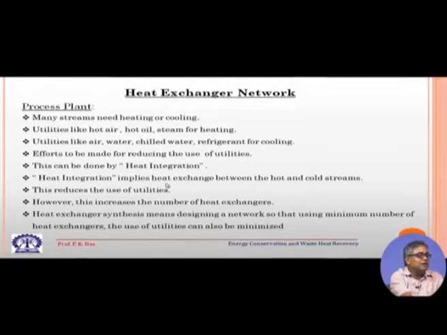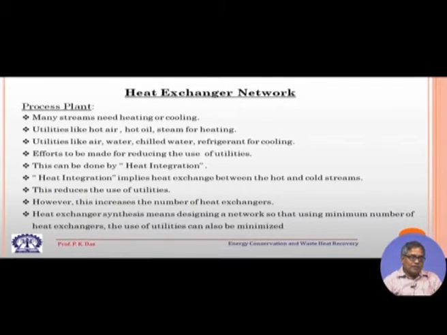Heat integration implies heat exchange between the hot and the cold streams. This reduces the use of utilities. Obviously, when we do this, then if a hot stream's supply temperature is very large and we have to come to a low target temperature, that can be done without using any utility. If one stream is to be heated, that stream can be heated with the help of that hot stream.